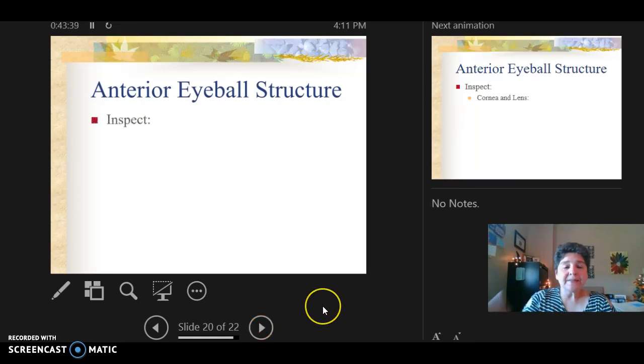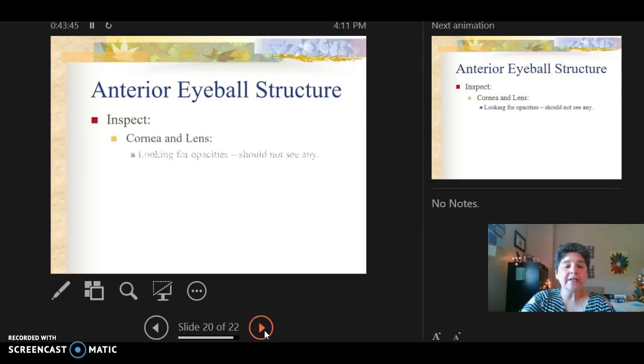So we're going to inspect the anterior eyeball structures, looking through them, looking at that cornea and lens. We're looking for opacities, which are clouding. It should be nice and clear. If we see clouding, then we would expect that there might possibly be some type of a cataract or something else going on. We're going to look at the iris and the pupil.